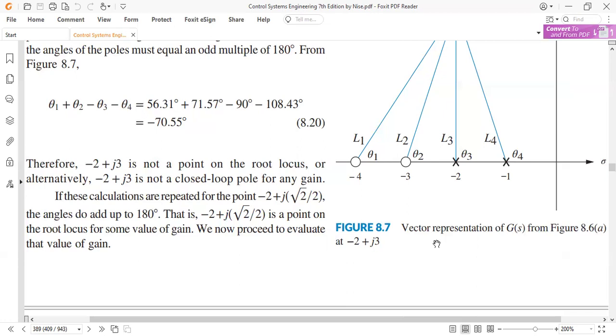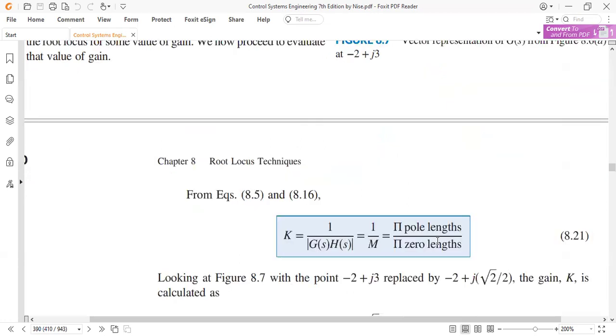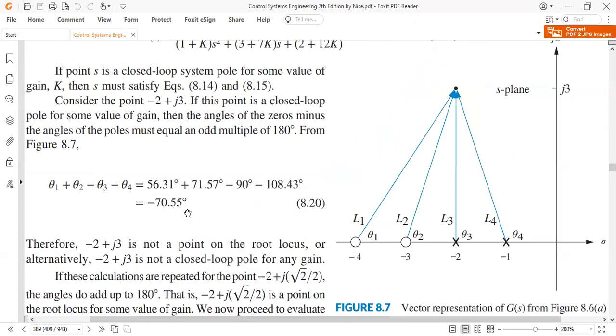So we will move further to the condition that magnitude of k g of s h of s is equal to 1, and in the place of s you would put minus 2 plus j under root 2 divided by 2. But if this point results in an angle different from 180 degrees or its odd multiples, like in this example 8.20, 70.55, 60, or whatever value, then you say that this point is not on the root locus. So there is no point in applying the second formula and finding the gain.